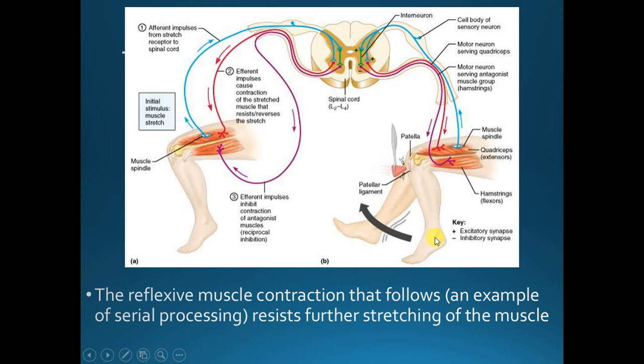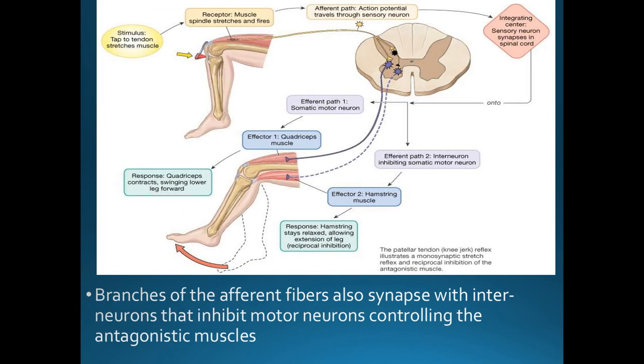In detail, the reflexive muscle contraction that follows is an example of serial processing, the further stretching of the muscle as shown in this figure. In this figure, a branch of the efferent fibers also synapses with interneurons that inhibit motor neurons controlling the antagonistic muscles.